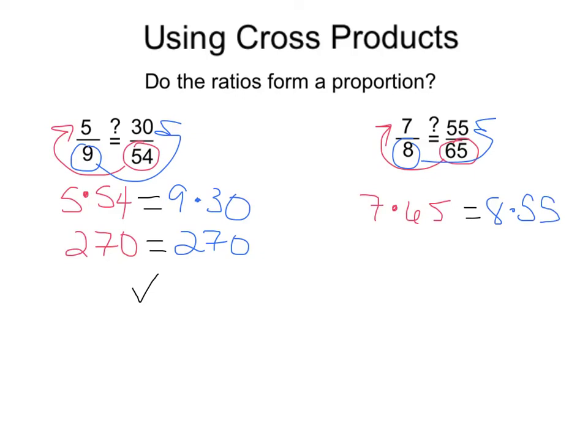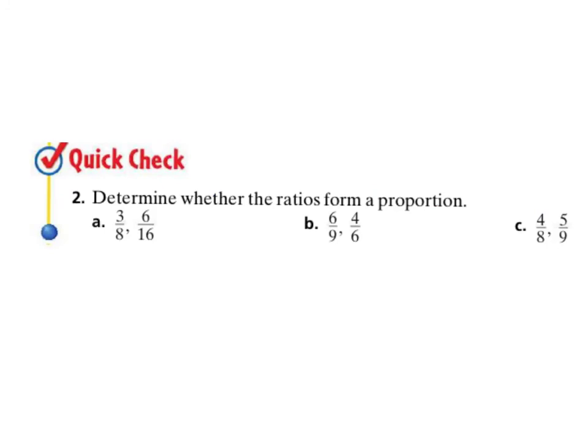7 times 65 gives us 445. 8 times 55 gives us 440. 445 and 440 obviously don't equal, so this is not a proportion. Pause the video and do these three in your notebook. You need to determine whether the ratios form a proportion. You can use either the greatest common factor way or the cross products way.